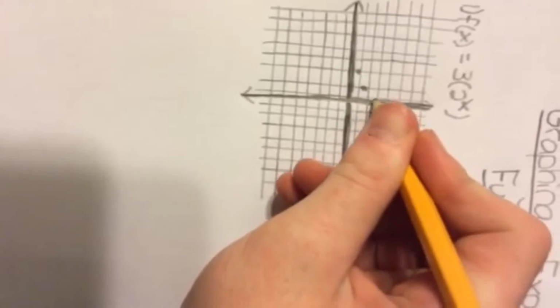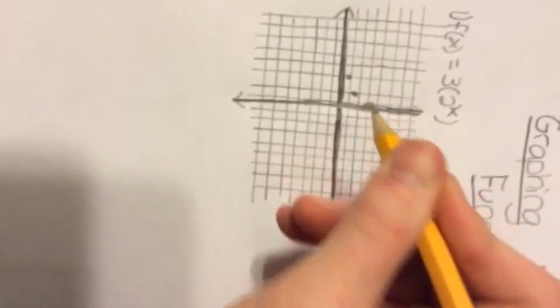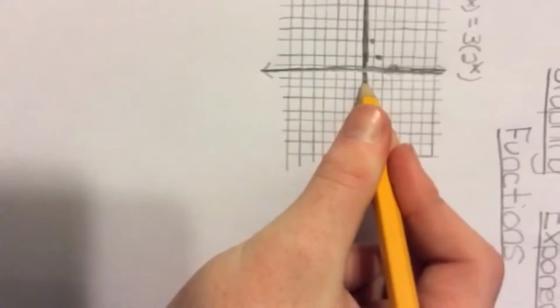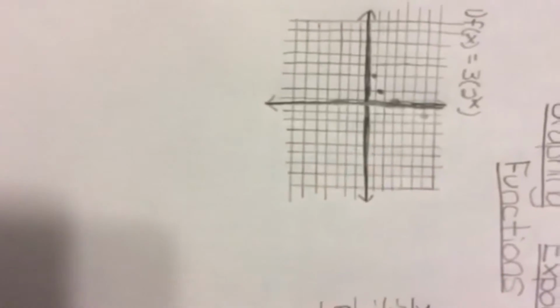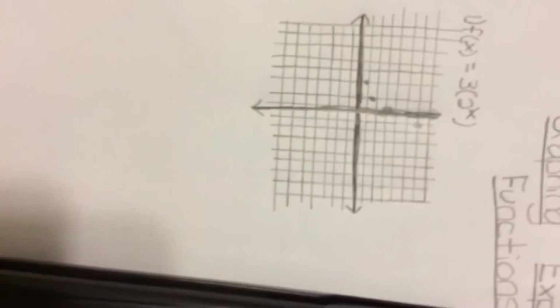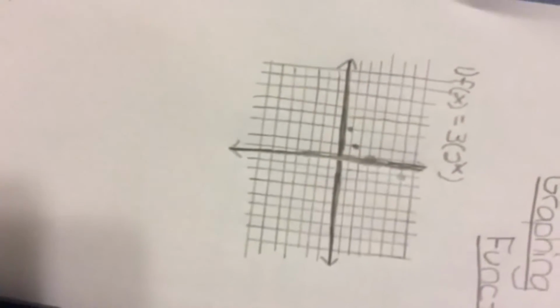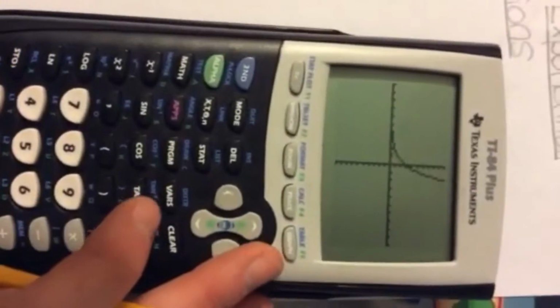So 0, 3. Start at the origin, and go up 3. And then for our final value, 1, 6. Start at the origin, go over 1, up 6. Now we're going to connect those dots with a curve to make it most like the graph shown in our calculator.